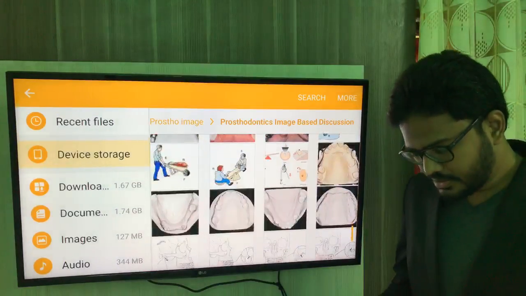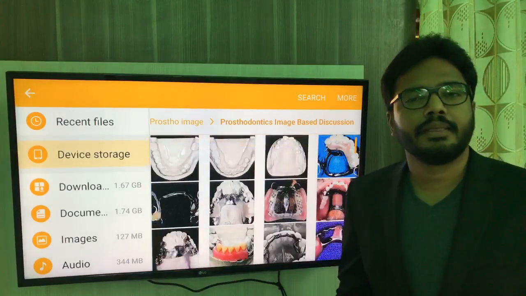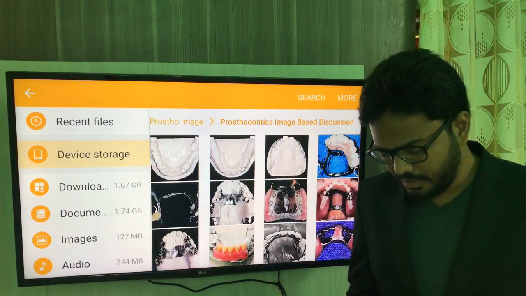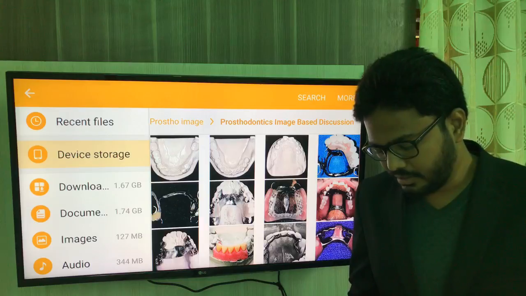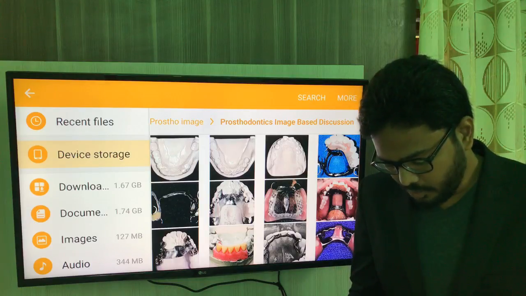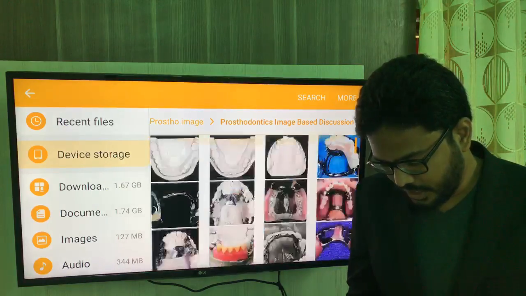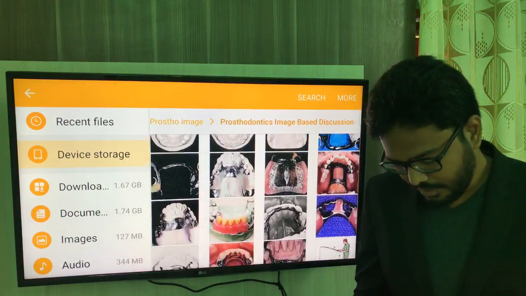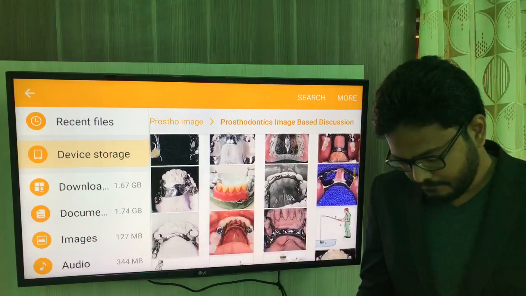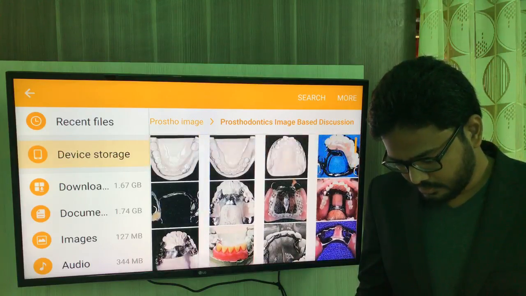Now let's go through a few of the illustrations, mainly pertaining to these major connectors, and we'll see how many you can identify, right? Yeah, we'll start with the first one. We'll start with the maxilla, right?